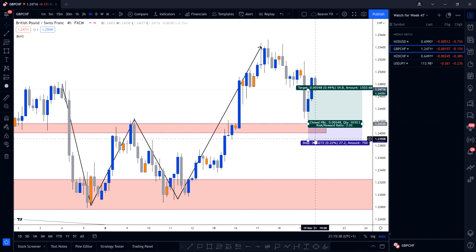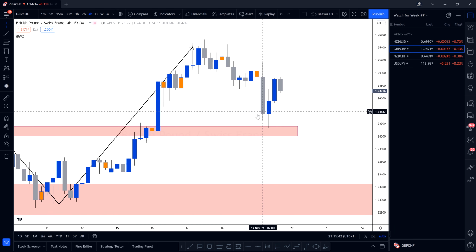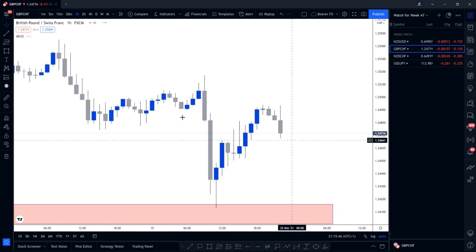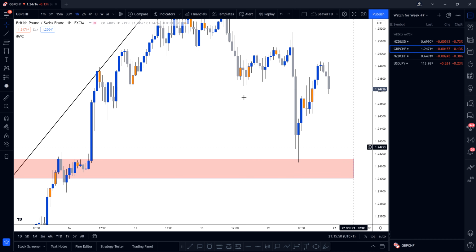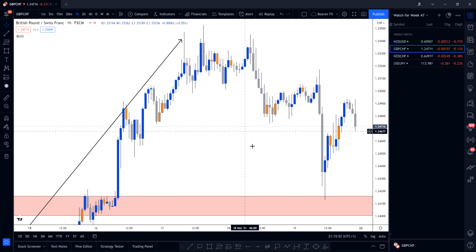And you can see immediately it got there, we actually saw the move to the upside, and it was a very good trade. So let's go to the 1 hour time frame, because we know that's gone already, and we can just find other opportunities in the markets.